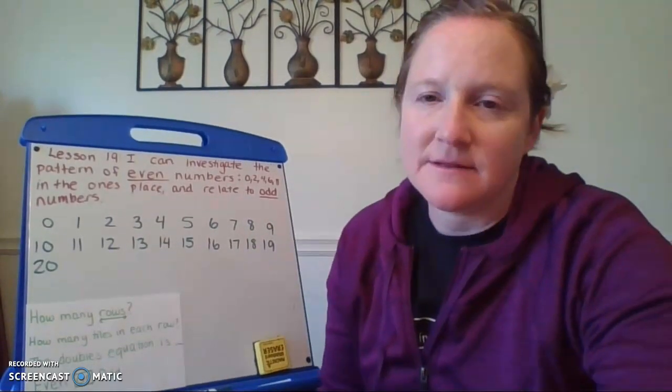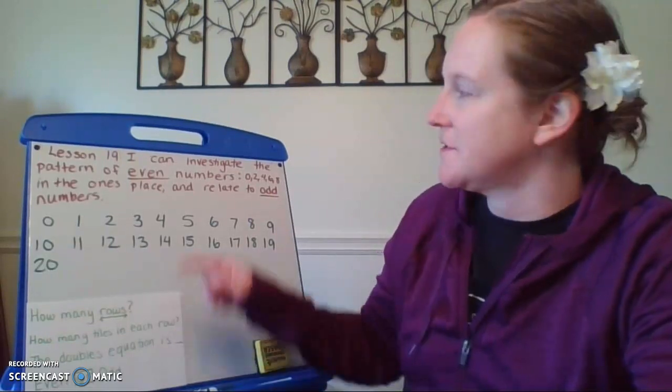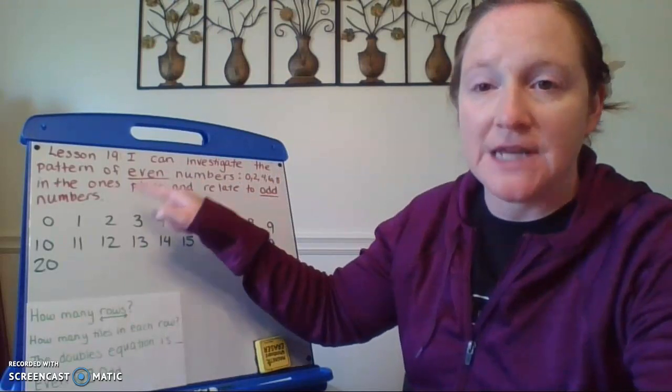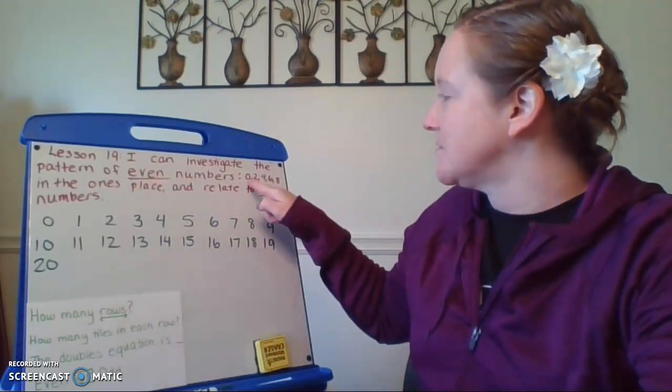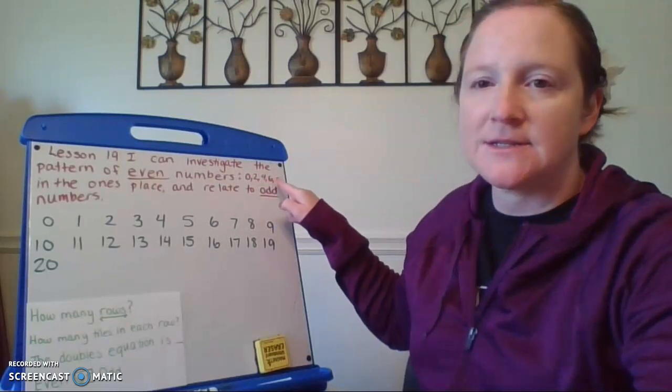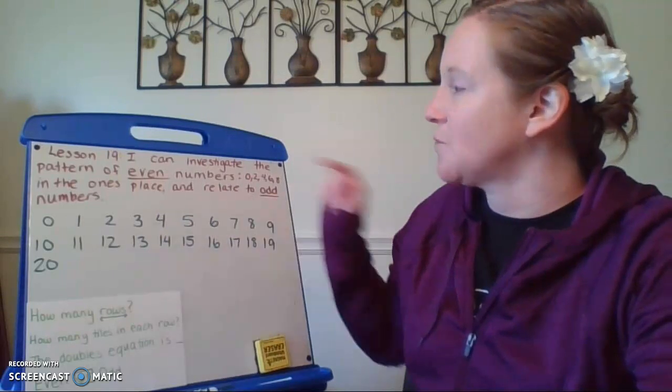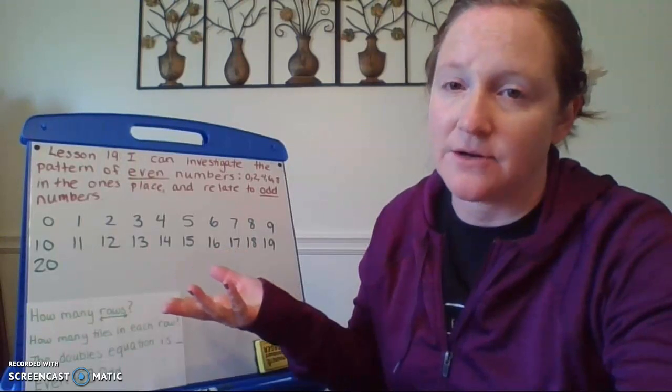Second grade. Today we are doing lesson 19. The other day we looked at objects and put them into pairs or partners to determine if they were even numbers. And then we also did some skip counting to relate to even numbers. Our lesson today focuses on looking at patterns to determine if they're even numbers, such as 0, 2, 4, 6, and 8 in the ones place of a number, and we'll relate them to odd numbers. How can we determine if something is odd or not?